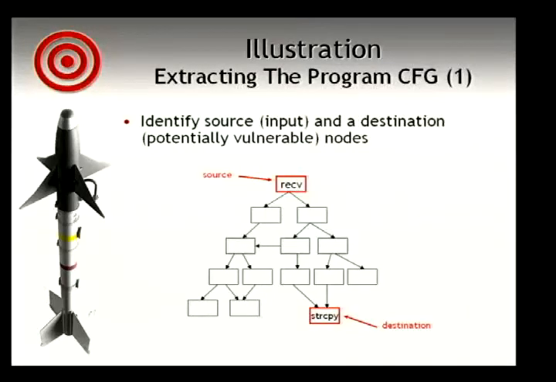Say we identify the source, which could be the receive we talked about earlier, and then say we see a vulnerable API call, such as a string copy. The next thing we want to do to trim down the control flow graph is to find all the nodes that are on the path or on any path from that source to the destination. So we did this using a little bit of modified depth first search.